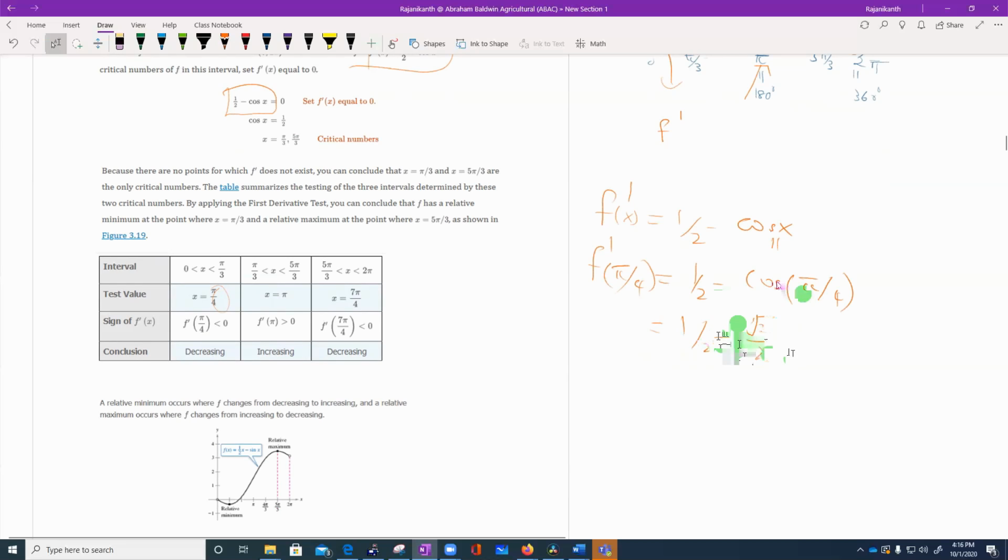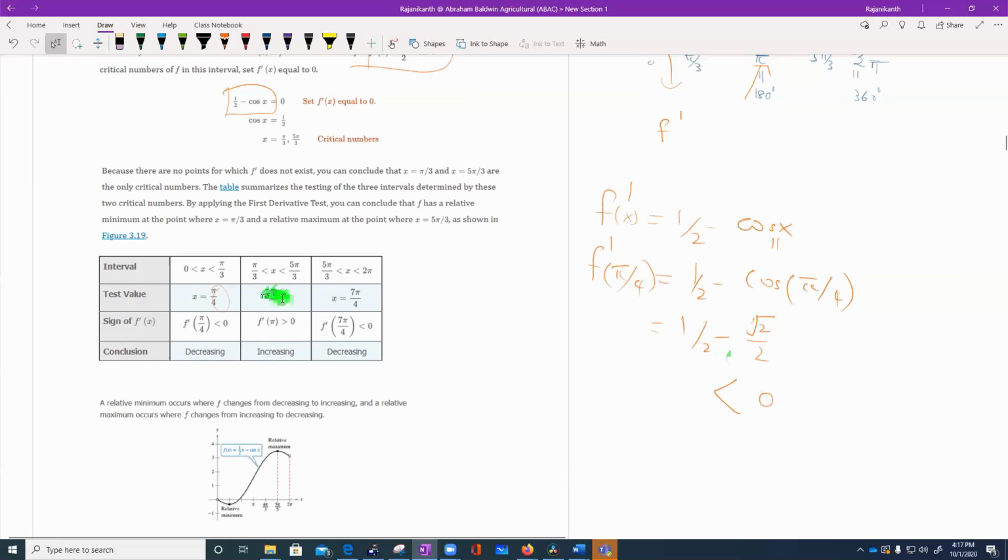Check what kind of number you get here, negative or positive number. I got a negative number. Yeah, very good. So you will get a negative number. I don't want the number, I need only the sign. So you are getting a negative value. That is why the sign of the first derivative in this interval is negative. Okay. Now go for the second test value.